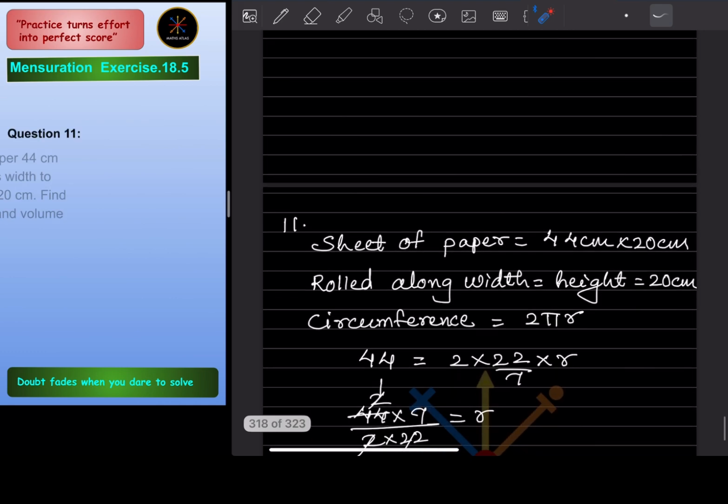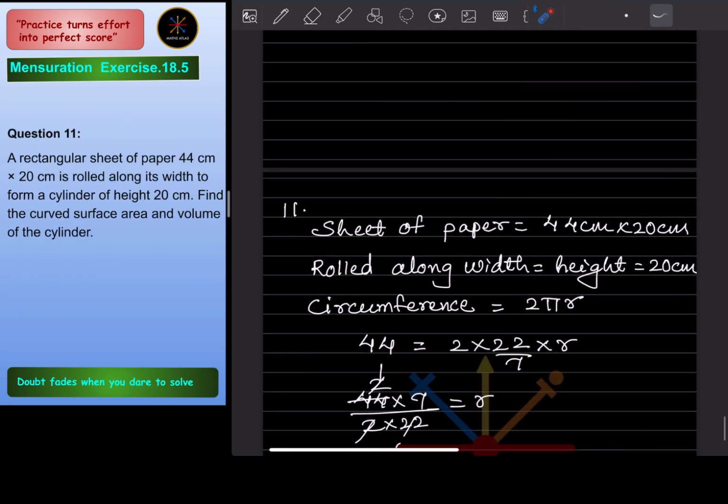Now the next one. They have given a rectangular sheet of 44 into 20 centimeter, and it is rolled along its width to form a cylinder of height 20 centimeter. Rolled along the width means the width is going to be the height, which is 20 centimeter. We have to find the curved surface area, that is the CSA, and the volume of the cylinder.